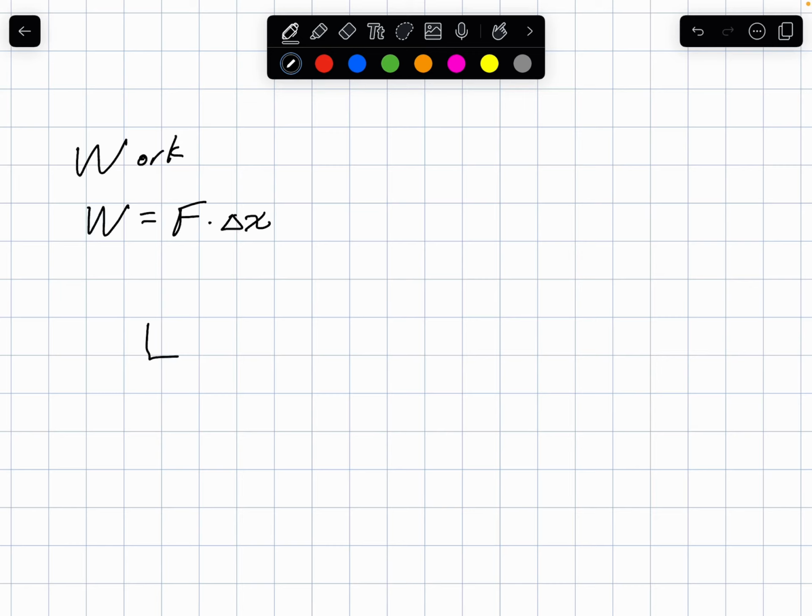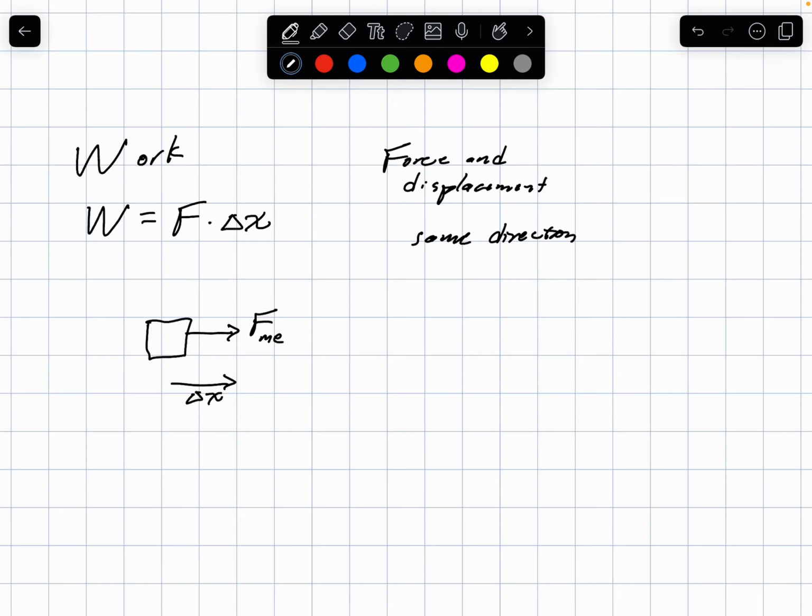Let's say I'm pushing a box, and my force on the box, this is the force of me on the box, and the box is actually going this way, then the work is positive. Okay. So when force and displacement are in the same direction, the work is positive.